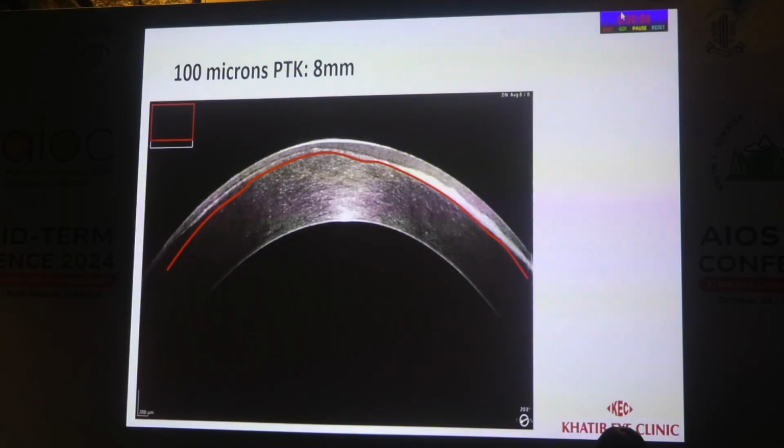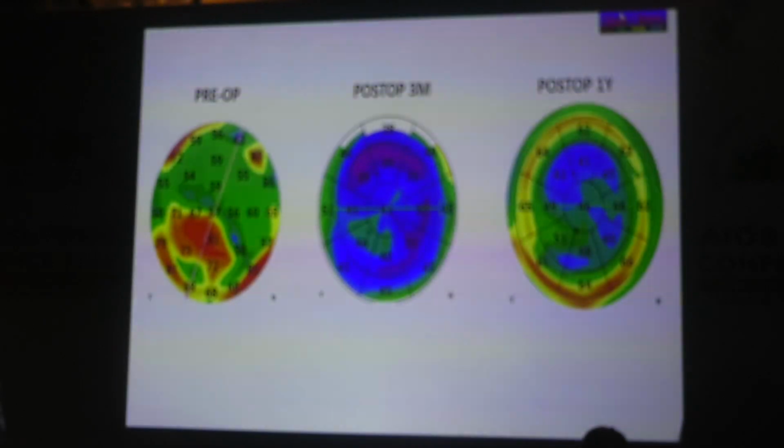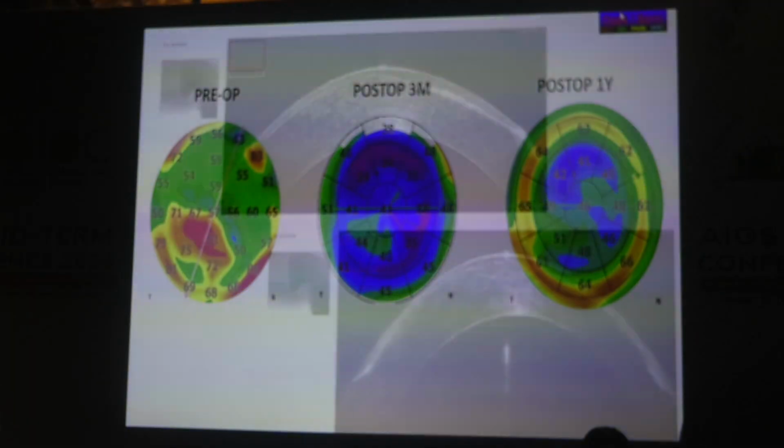We went ahead and did a transepithelial PTK of 100 microns so that we could go below the scar. And the idea was once we ablate the scar, at least we are going to somehow negate that flattening which is caused because of the scar. So pre-op, this is post-op 3 months, and you can see post-op 1 year, the epithelium looks much better than what it was before. And when the epithelium is regular, we know that the surface below has become quite regular.